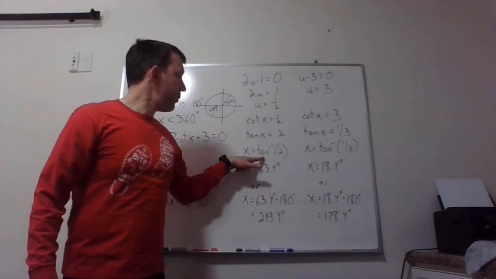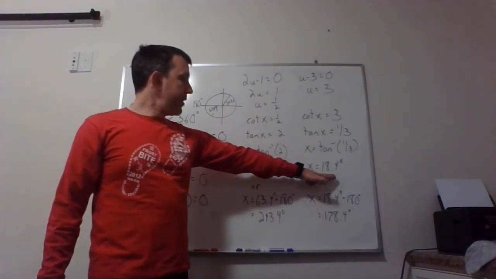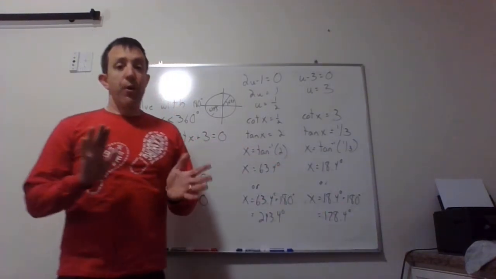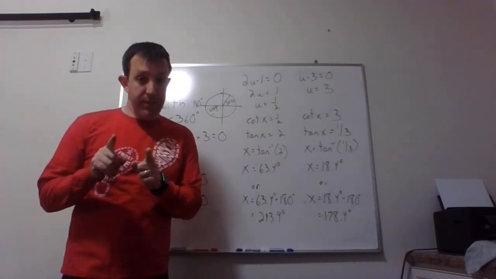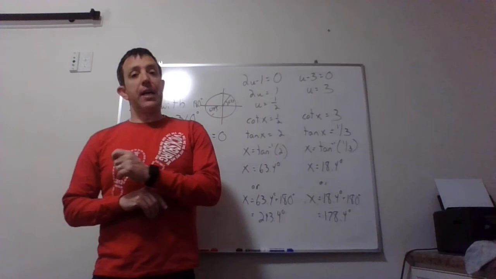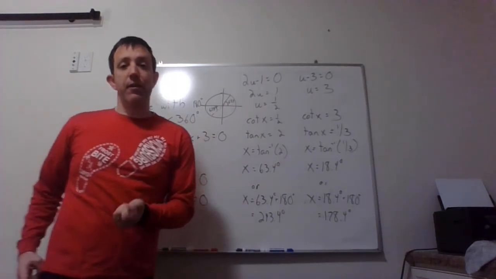And you can see I did it for both the 2 and the 1/3, and they gave me 63.4 degrees and 18.4 degrees. So we're going to pause here in this problem for just a second, because this is a really neat little trick. That last problem I did was in radians, and I suspect that a lot of you don't care as much for radians.